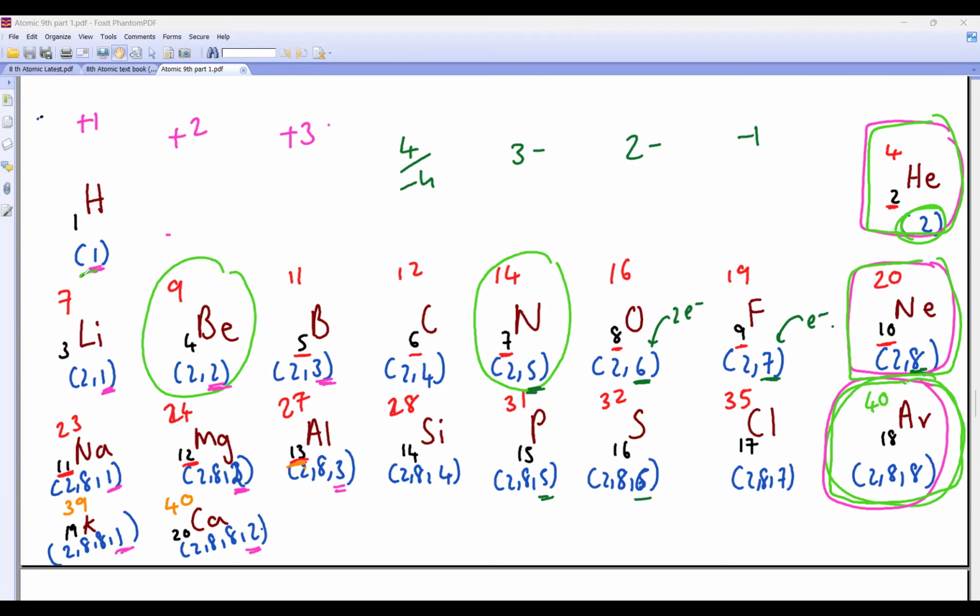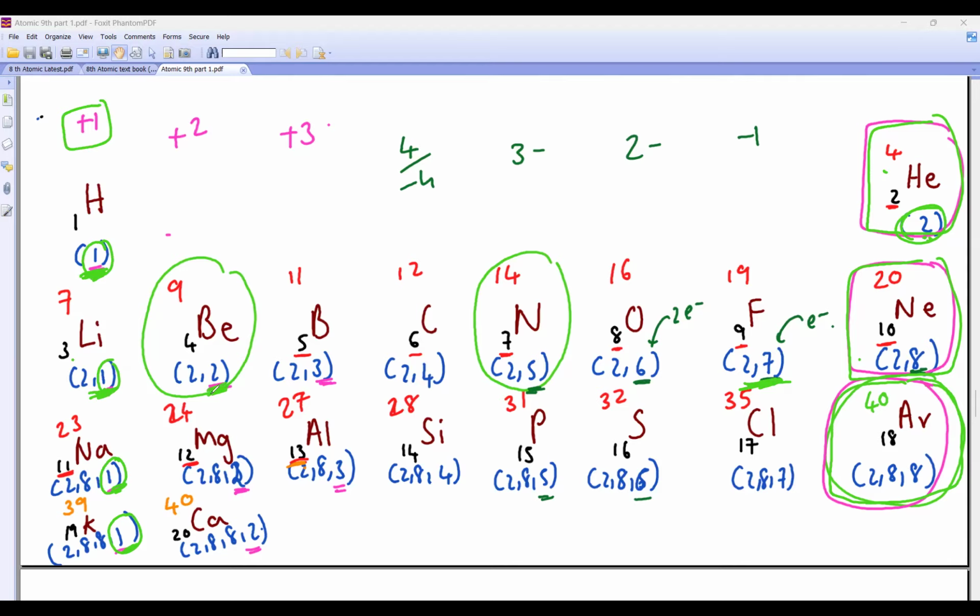So hydrogen wants to become like whom? Helium. Who is the nearest noble gas to lithium? Lithium is 3, so it is helium. Fluorine's is neon. Now try to understand: any element, if it has 1, 2, or 3 electrons in its outermost shell, will always lose those electrons, so their valency will be +1.